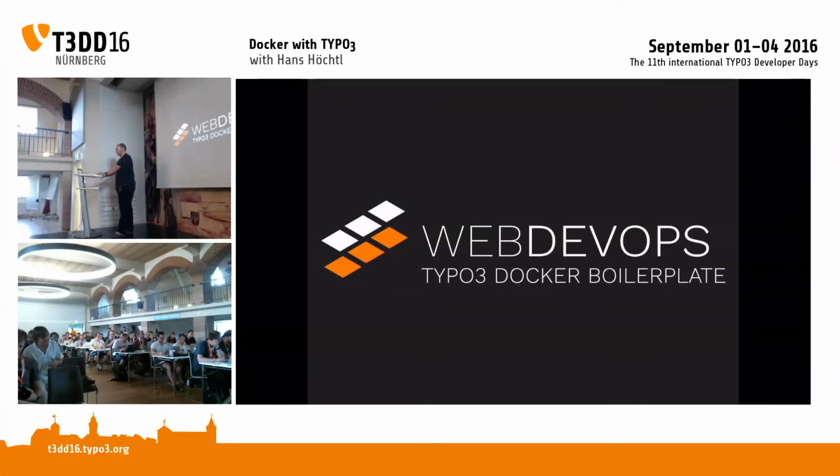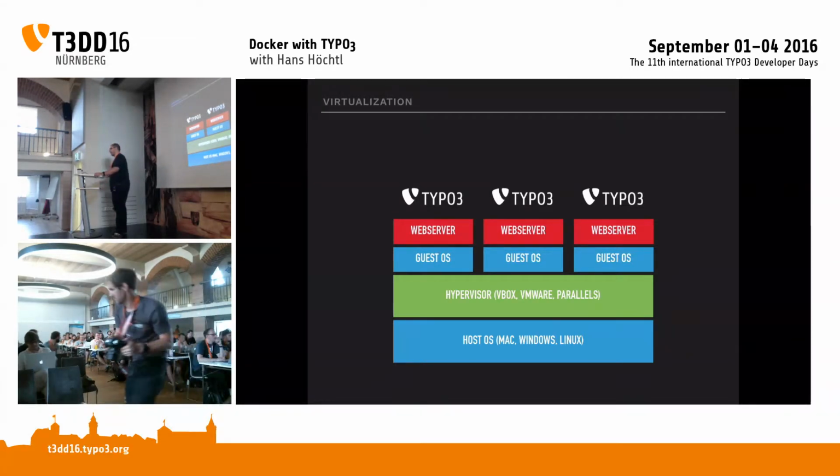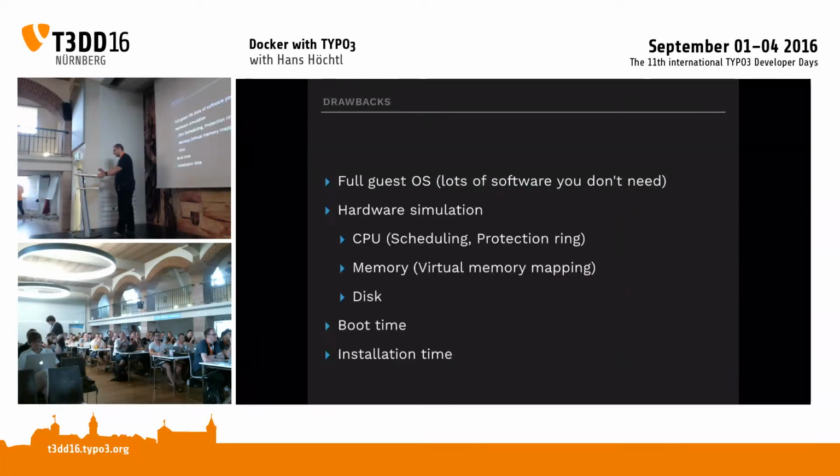So, today we're going to talk about Docker. You usually used to use virtualization to run your projects. You have Vagrant or VirtualBox, or you even run it locally. What actually happens here, you have your host operating system like OS X, Linux, or Windows. Then you install a hypervisor like VirtualBox, VMware, or Parallels. And then inside you run a full guest operating system with Debian or something else. And you have all the software installed you need to run your TYPO3. So that's a lot of mess.